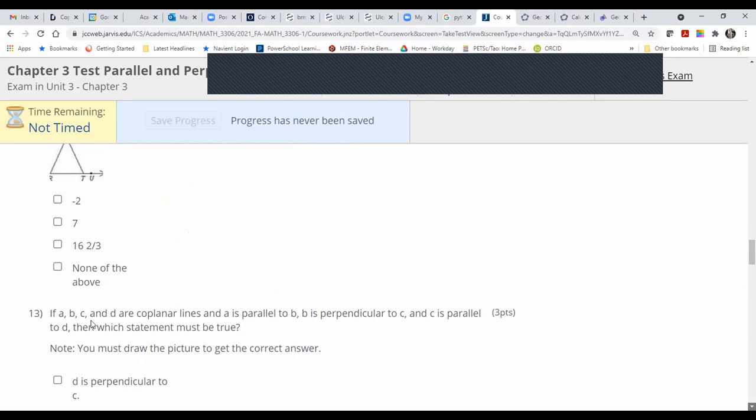Okay, so next one is A, B, C, D are coplanar lines, and A is parallel to B, and B is perpendicular to C, and then C. Yeah, you need to draw the picture here in order to answer the question. Okay.